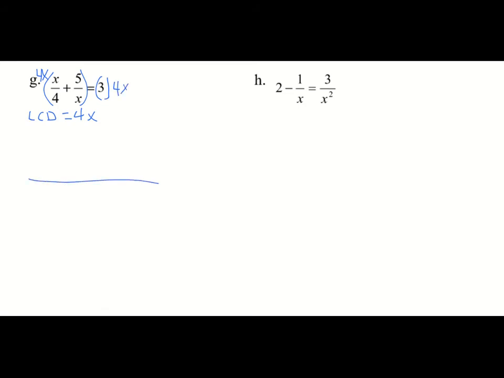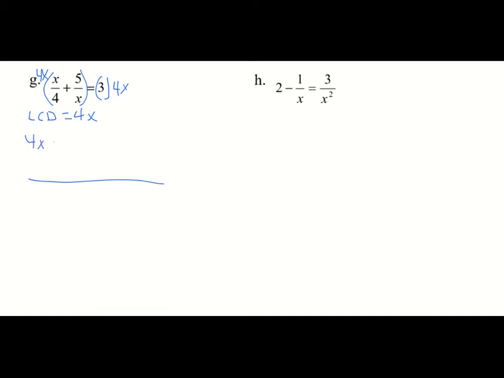Okay, now we are on G, and my two denominators are 4 and x, so my two different unique factors. So that's going to be my LCD. My LCD is going to be 4x. So my LCD will be 4x. So I'm going to multiply everything by 4x, or again, 4x over 1. So let's do the work here and then write the equation below the line.